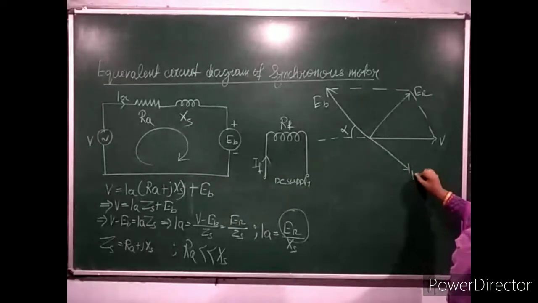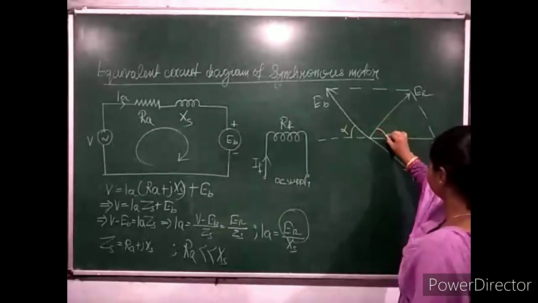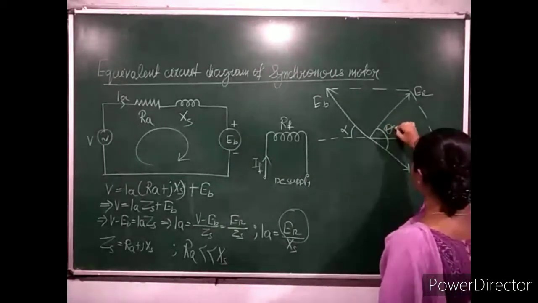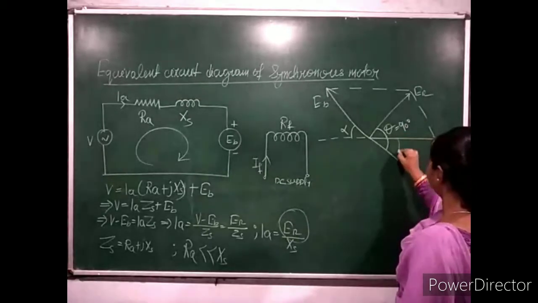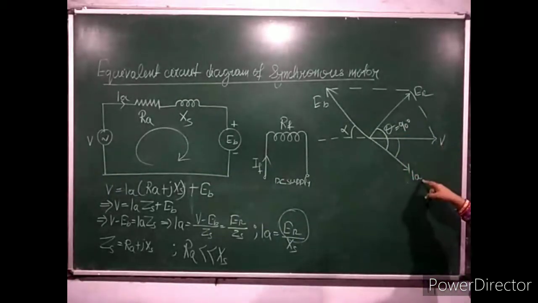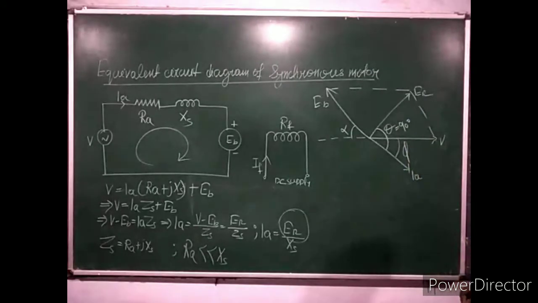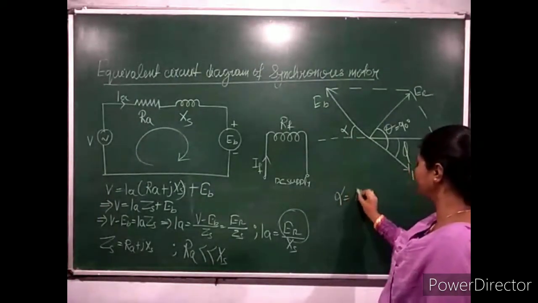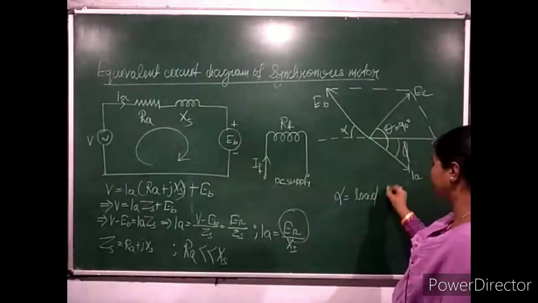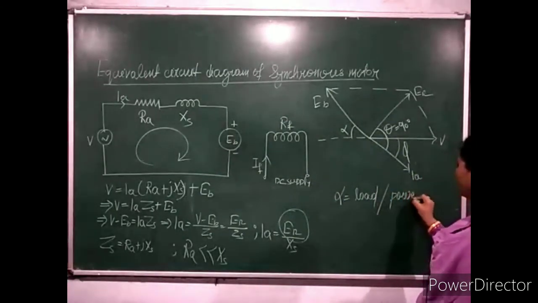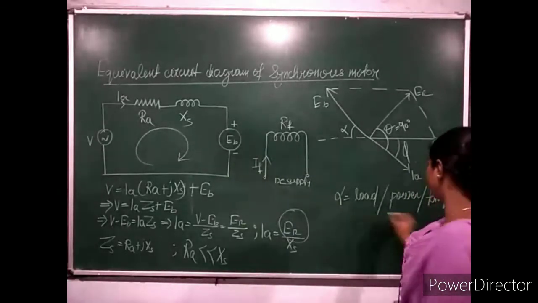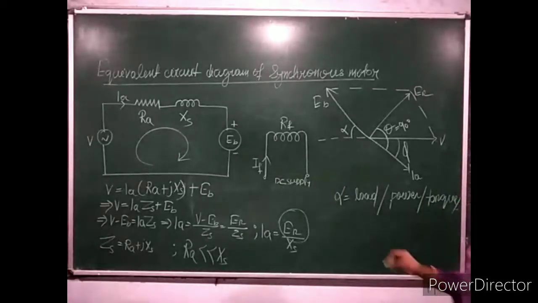This is the phasor for armature current. This angle of 90 degrees is called the internal angle of the synchronous motor, theta. And the phase angle between the applied voltage and armature current is called the power factor angle, phi. Clear? And this alpha is called the load angle, or power angle, or torque angle, or it is also called the coupling angle.